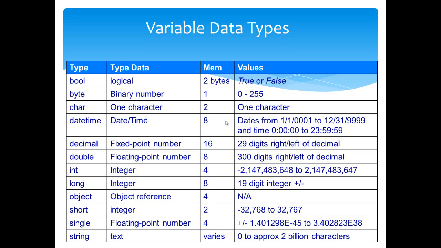Going to the next one down, I have byte here. And byte holds a binary number. Notice it only takes up 1 byte of information, but it can only hold a positive number between 0 and 255.